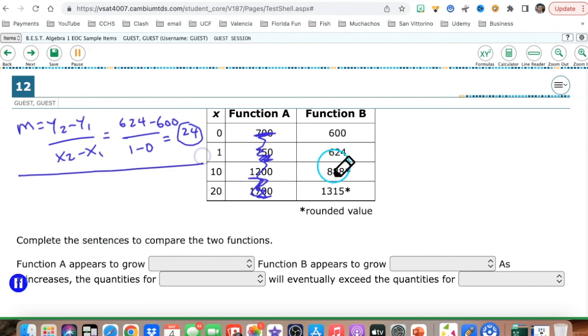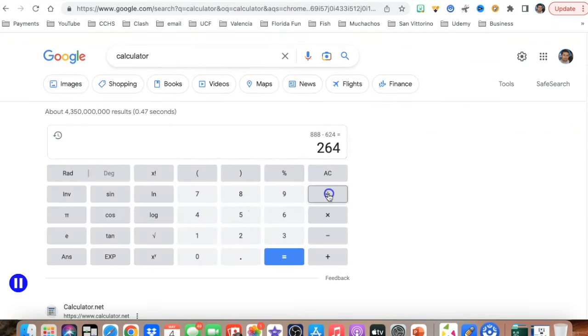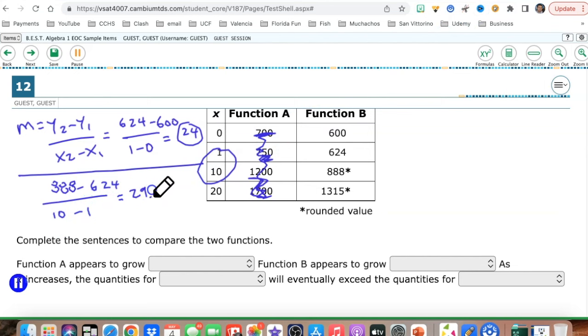Let's use the next 2 points. So it's 80, 88. If you notice, they have an asterisk saying rounded value, so they rounded here. This was decimals, and now they rounded. Okay, and we subtract this. Let's use a calculator. Divided by 9. If you notice, the slope is different. That means function B right there is not linear.